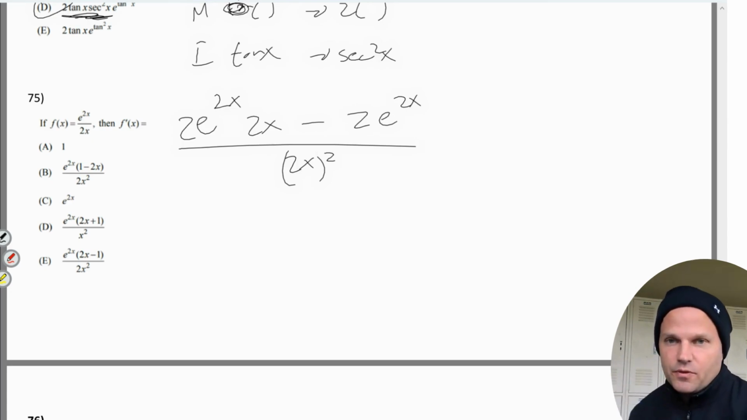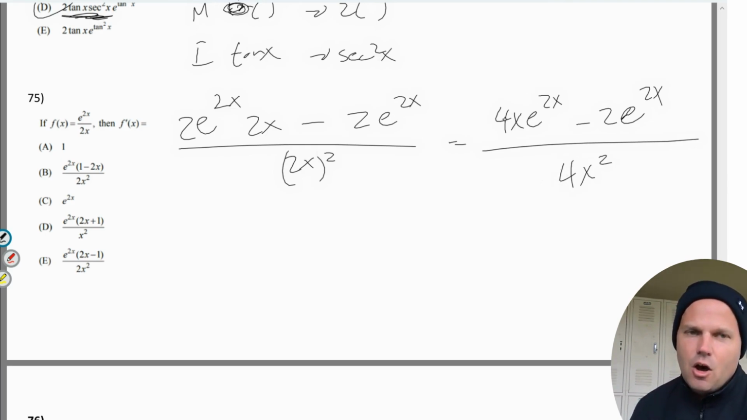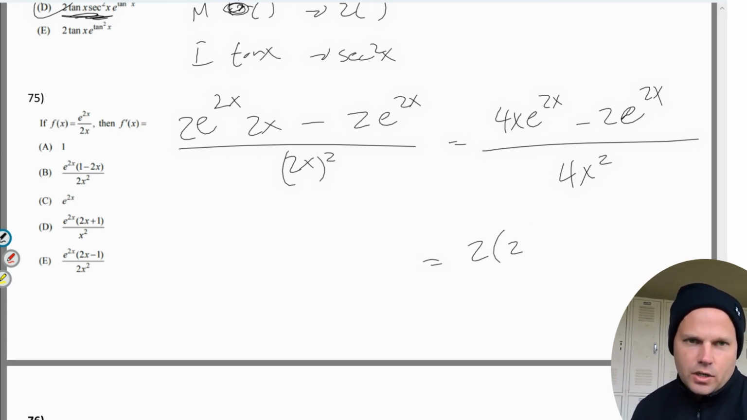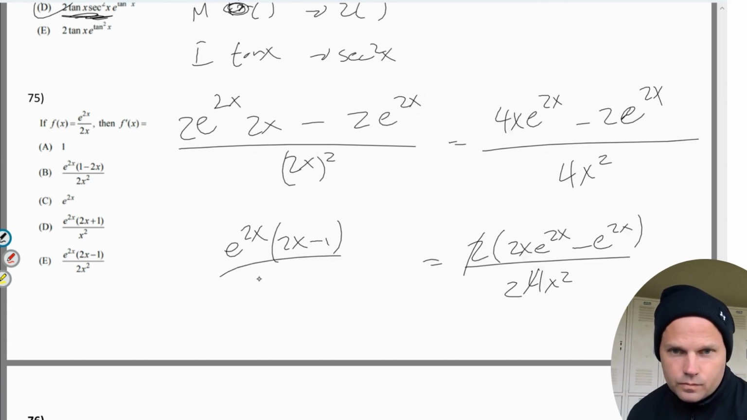Looks like we got some simplification going on here. I have 4x e to the 2x minus 2 e to the 2x over 4x squared. Divide the top and bottom everything by 2. Or, guys, this is what I'm talking about with simplification. Factor to create a product. Now you can cancel or divide the top and bottom by 2. Factor out the e to the 2x, and you get 2x minus 1 over 2x squared.